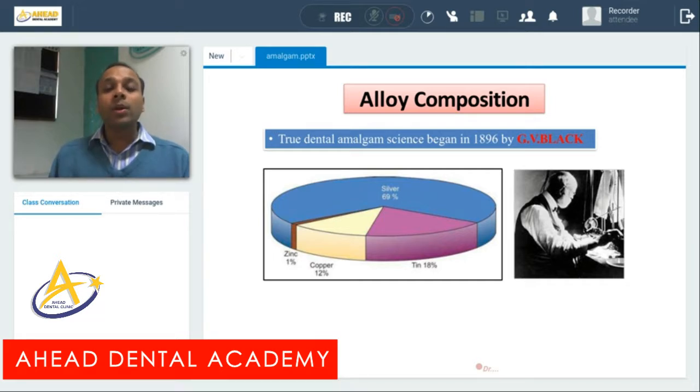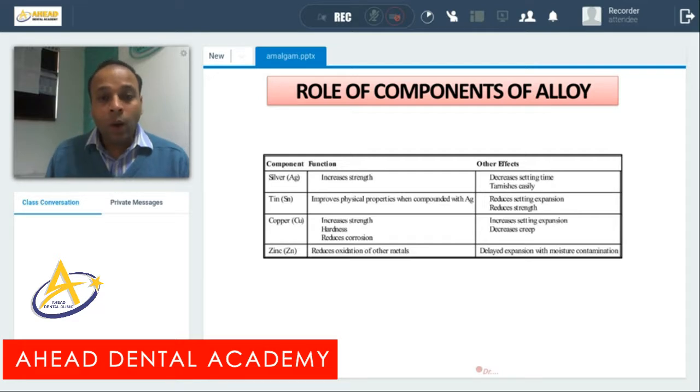Let's discuss about the composition of the dental amalgam alloy. So this is the composition of the dental amalgam alloy which we use in modern days. It consists of 69% of silver, 18% of tin, 12% of copper, and 1% of zinc. This is the composition of modern amalgam alloy. Now let's discuss about the various components which are there in your dental amalgam alloy. The first and the most important is your silver.